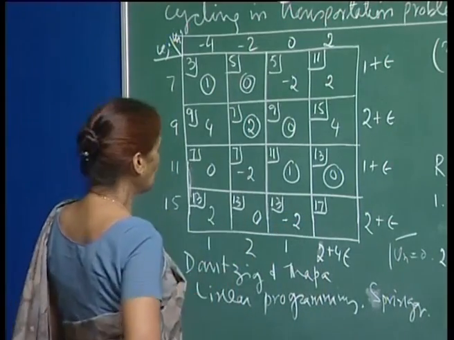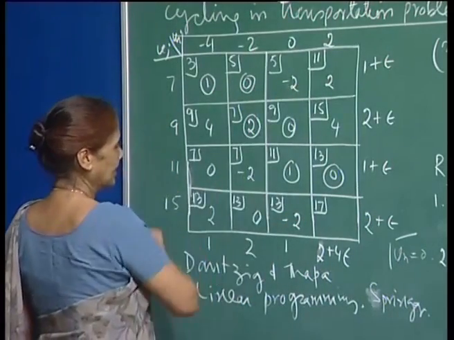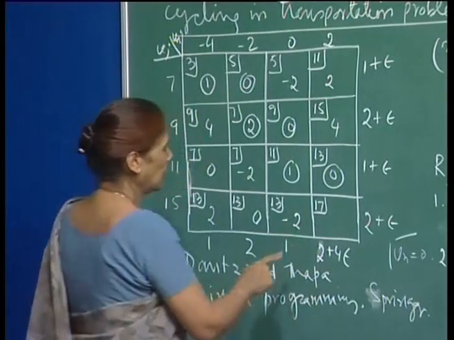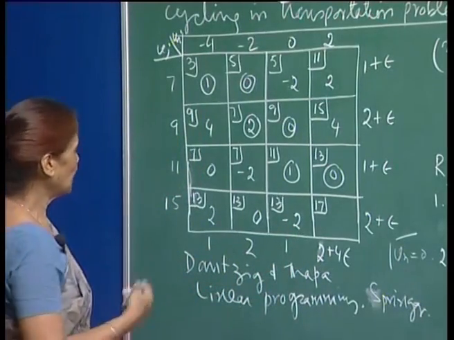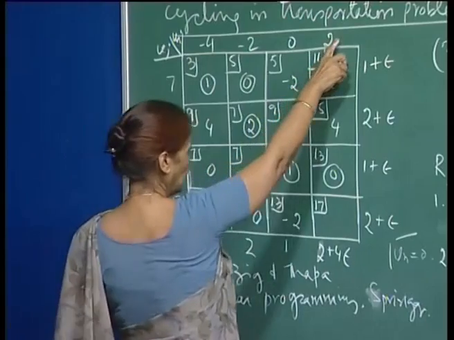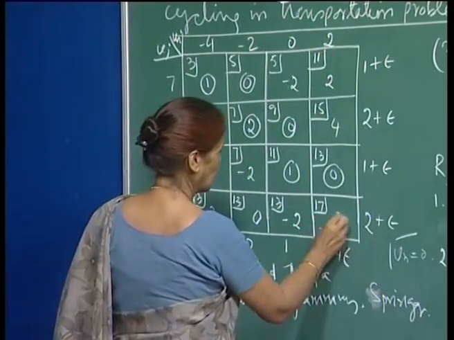Obviously, the solution is not optimal because you have negative entries for the C bar ij's, and therefore you can improve. Then this is 15 or 17, and so this is 0.